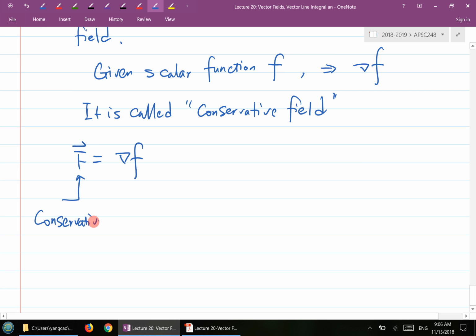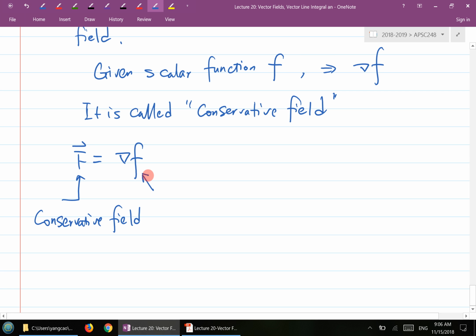So this is basically a conservative field. This is essentially a conservative field, and I'll show you why. For now, just recall this is a conservative field, and one nature of the conservative field is path independence.